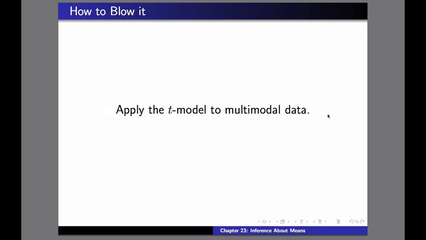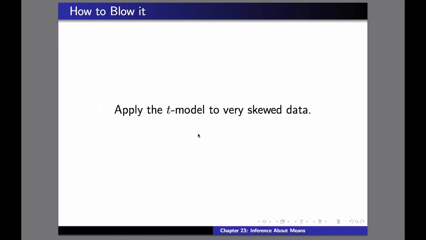Okay, how else could you blow it? Well, you could apply the t-model to multimodal data. That would be a big mistake. Our data has to be nearly normal. That means the sample has to be nearly normal. When you look at that sample, is it nearly normal? And you should be thinking about the population too. If you're looking at a co-ed population where there are men and women, and you're measuring something that is expected to be different for men and women, you should probably consider splitting them up into two groups.